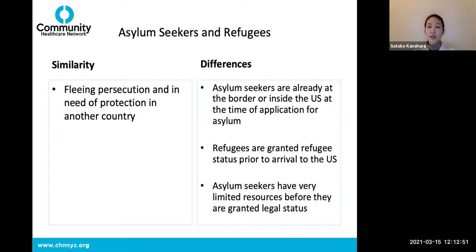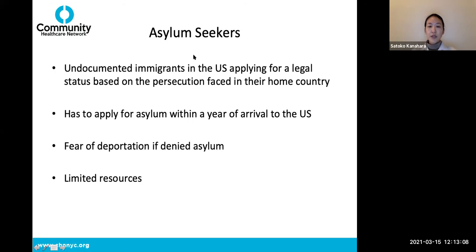Whereas asylum seekers don't have legal status, and they are trying to get legal status at the border, or they're already inside the country trying to get legal status. So asylum seekers actually have very limited resources before they are granted legal status. They're really undocumented. A lot of them come as undocumented immigrants in the United States, and they're just in the process of getting legal status based on the persecution they faced in their country. When they enter the United States, they have to apply for asylum within a year of arrival. And sometimes there are social and language barriers. They have to find lawyers. So it could be a very difficult process for people who come into the United States to seek asylum, even if they're escaping legitimate persecution and difficulties in their country.